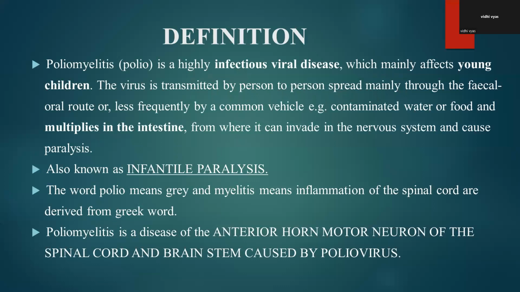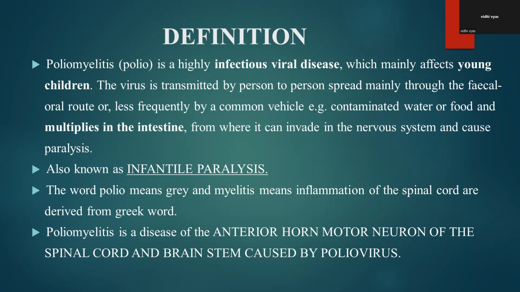Definition. Poliomyelitis is a highly infectious viral disease which mainly affects young children. The virus is transmitted from person to person, spread mainly through the fecal-oral route or less frequently by a common vehicle, for example contaminated water or food, and multiplies in the intestine, from where it can invade the nervous system and cause paralysis, also known as infantile paralysis.